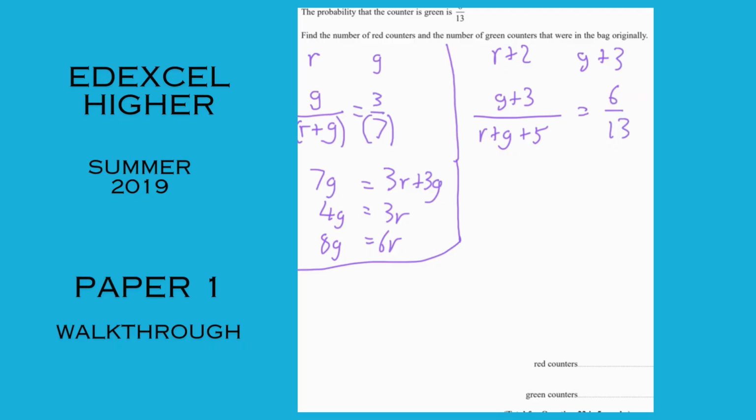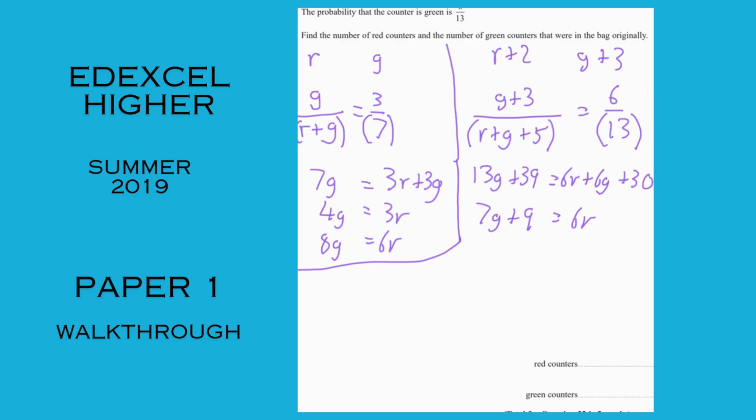Move on to the right-hand side. Let's times both sides by 13. 13G plus 39. Let's multiply both sides by R plus G plus 5. So we get 6R, 6G, and 30. But we can tidy this up. If we subtract 6Gs from both sides, subtract 30 from both sides, as you can see, that's what I knew was coming.